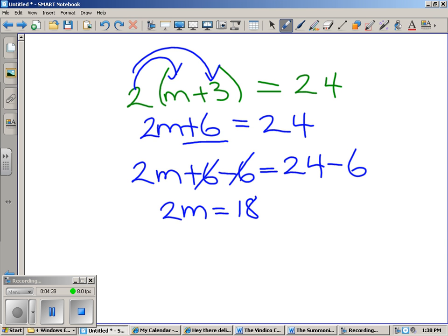Now if you're looking at that, you see, okay, I've got 2 times m, and that's multiplication. The opposite of multiplication is going to be division. So you can divide both sides there by 2. M is going to equal 9.